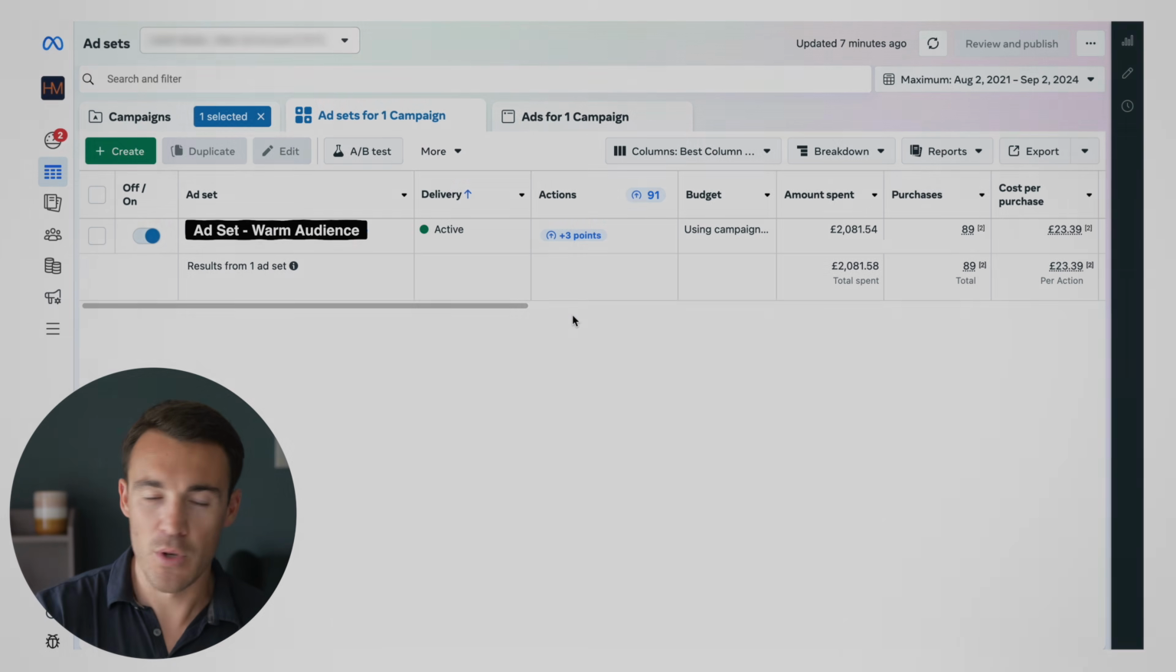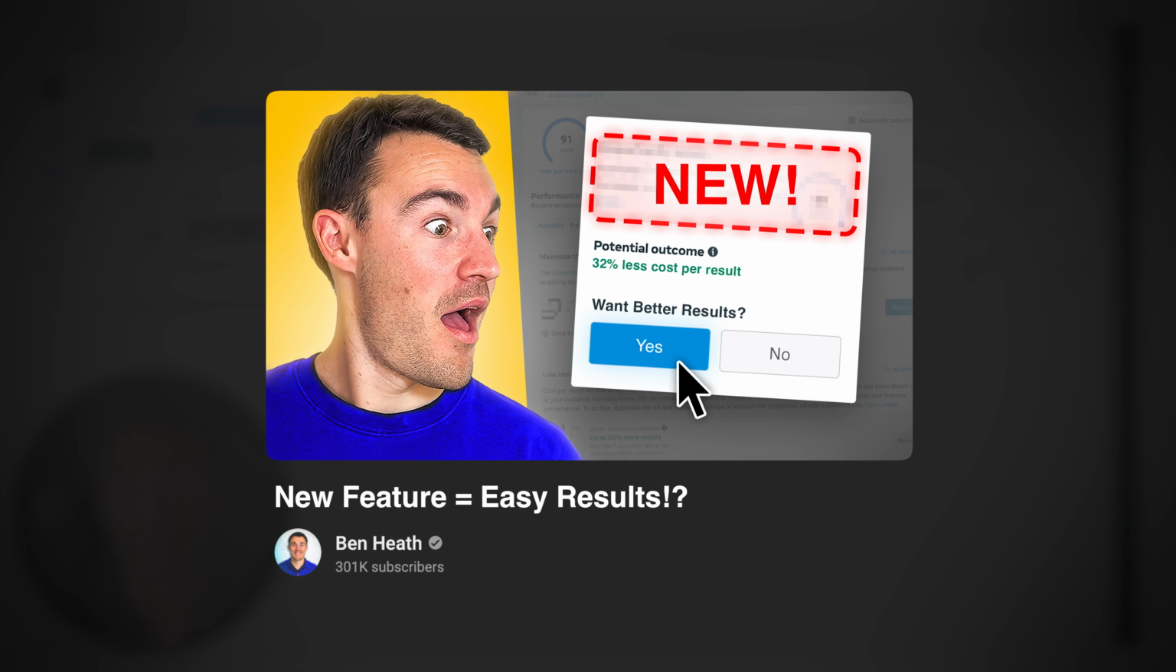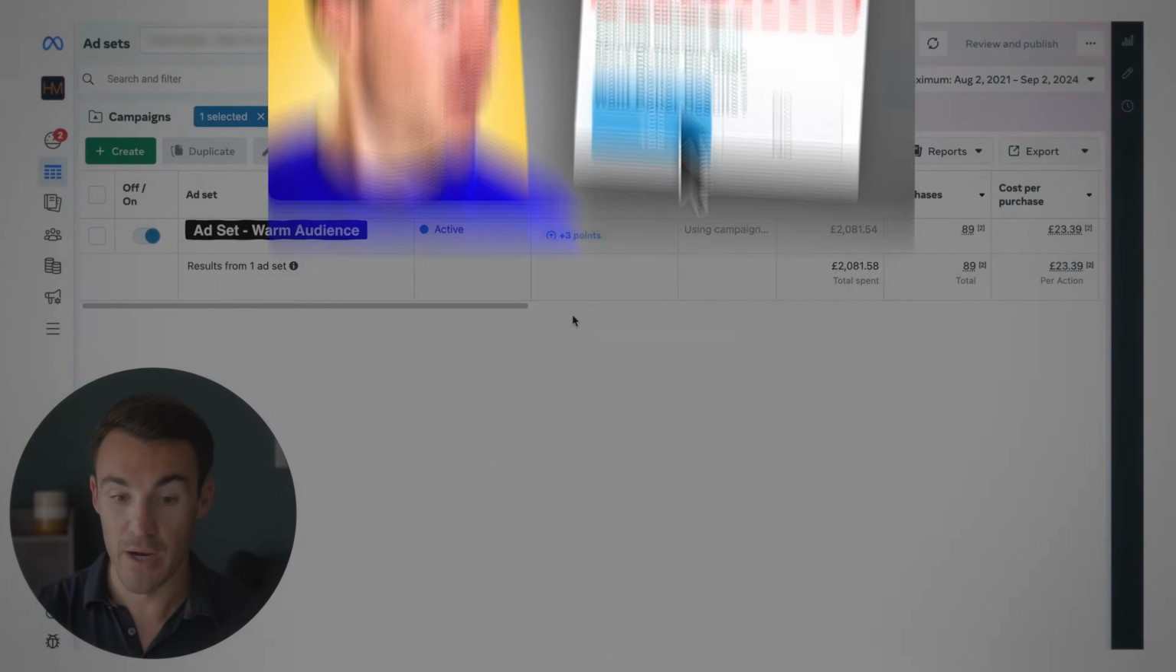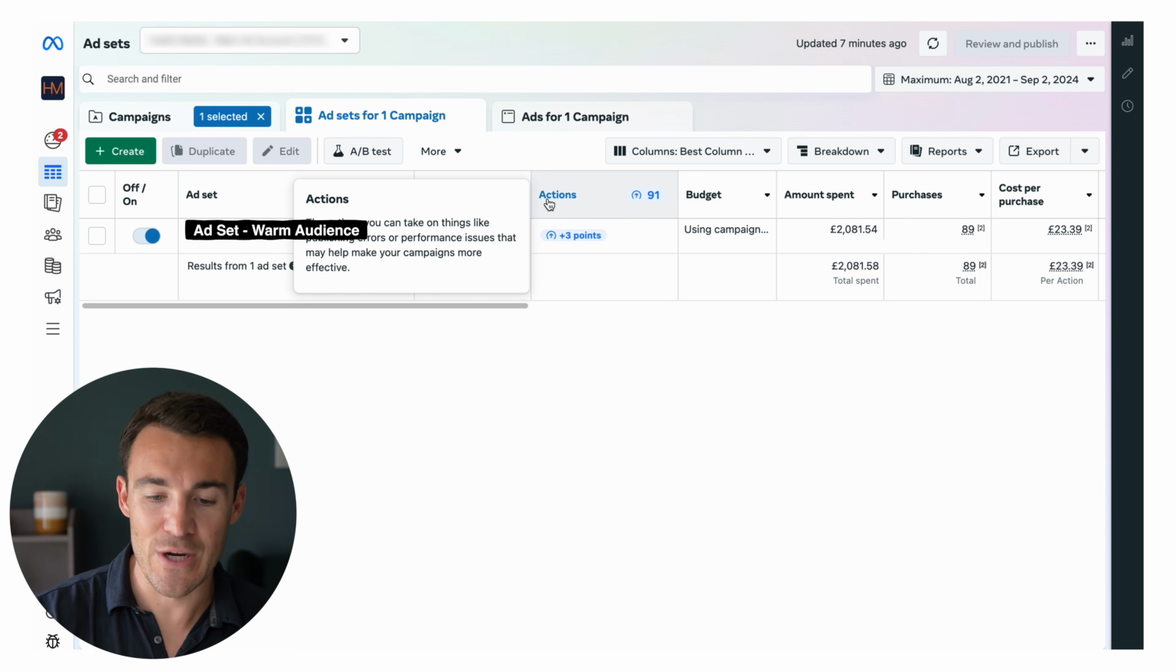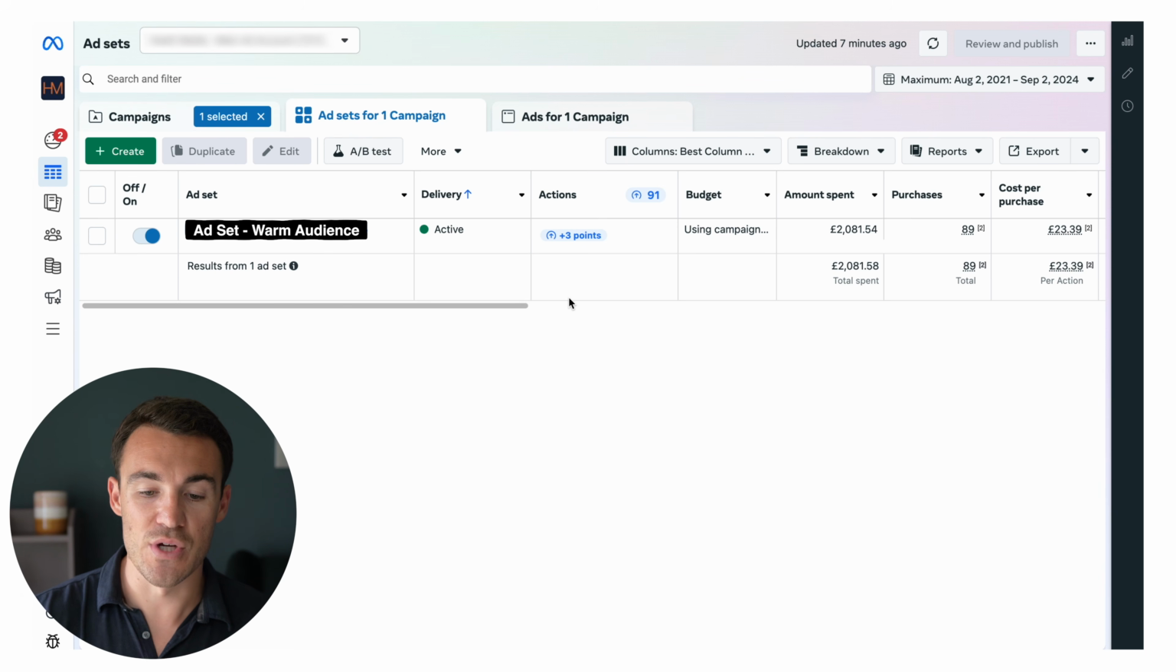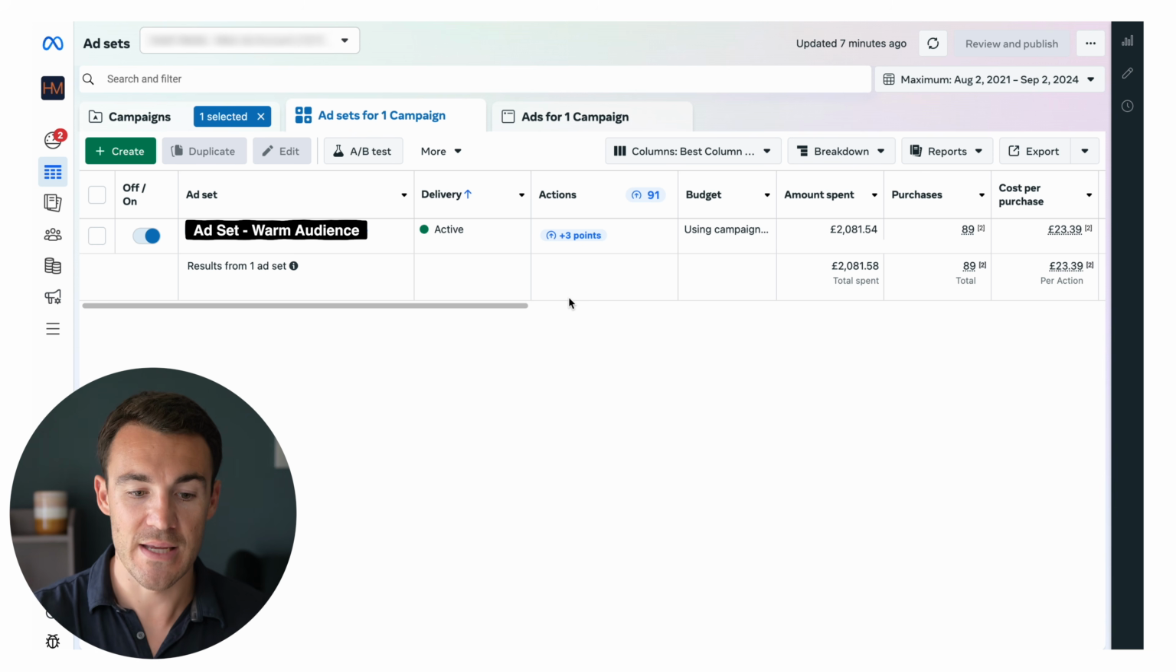better results. If you want to know more about opportunity score, that's not what this video is about. I'll include a link in the video description to another video that shows you all the details around this new feature. It's really good, by the way. I recommend you do it. But you do want an actions column in there now that it's available, because it reminds you and shows you, oh, there are some optimization actions that we may or may not want to take available that Meta's recommending.